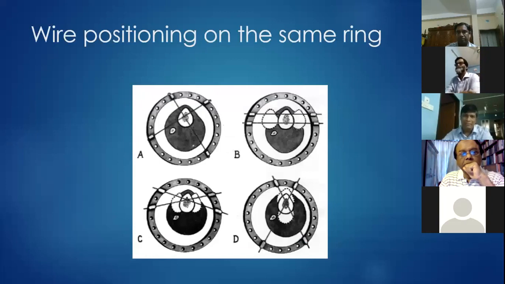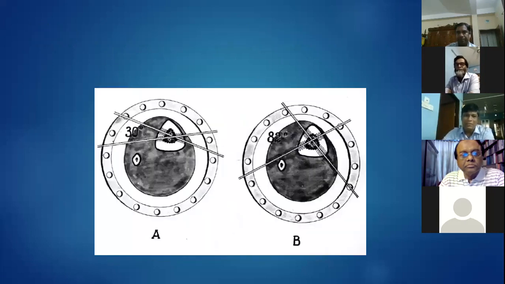Wire positioning on the same ring. It is better to insert the wire at 90-degree angulation, but practically it is not always possible. What happens if we introduce the wires in parallel? The ring may move to either side of the bone. Even at 30-degree angulation there may be movement of the ring. So it is better to use a greater angle, more than 30 degrees.